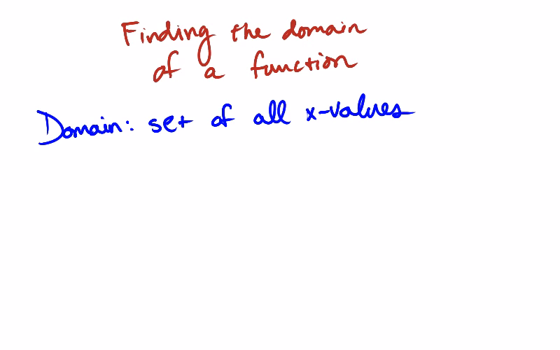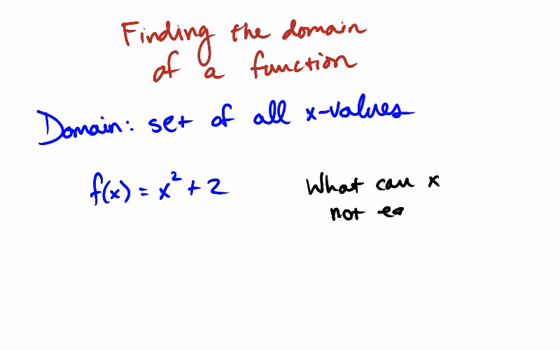When you're given a function such as f of x equals x squared plus 2, when you're asked for the domain of that, one of the things to think about is what can x not equal? What I mean by that is if I were to plug a number in for x and then square it, would it break any mathematical rules? The answer is no, because if I were to plug in a negative number, like negative 2, I'd square it and get 4, and then plus 2, so it's 6.